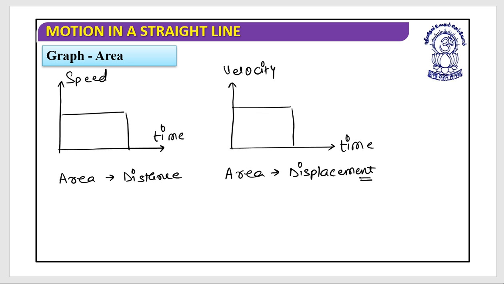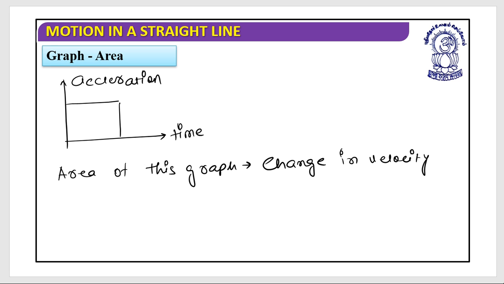If the graph is of speed versus time, what I am getting is distance as an area. If the graph is of velocity versus time, what I am getting is displacement as an area. If the graph is of acceleration versus time, then the area of this graph will give me the change in velocity. Are you sure with this? Will you be able to solve this?